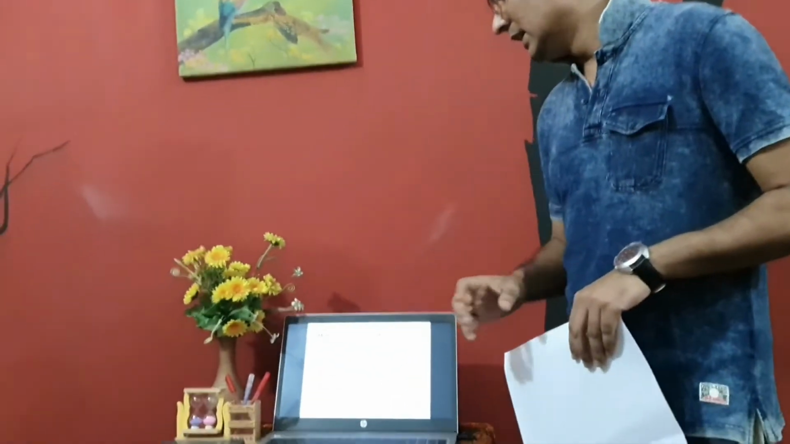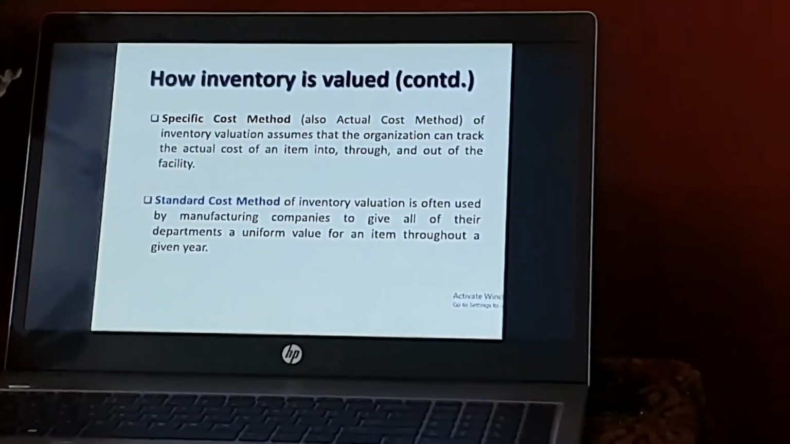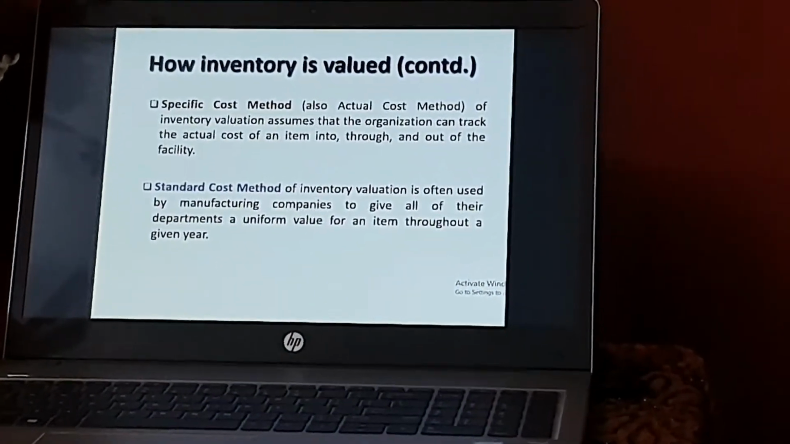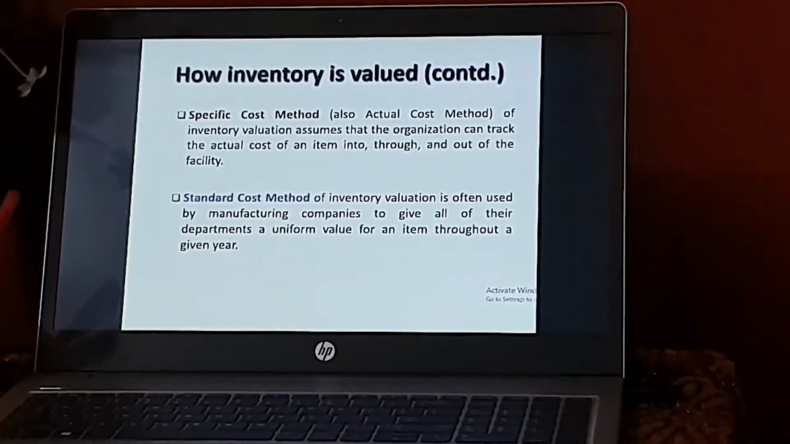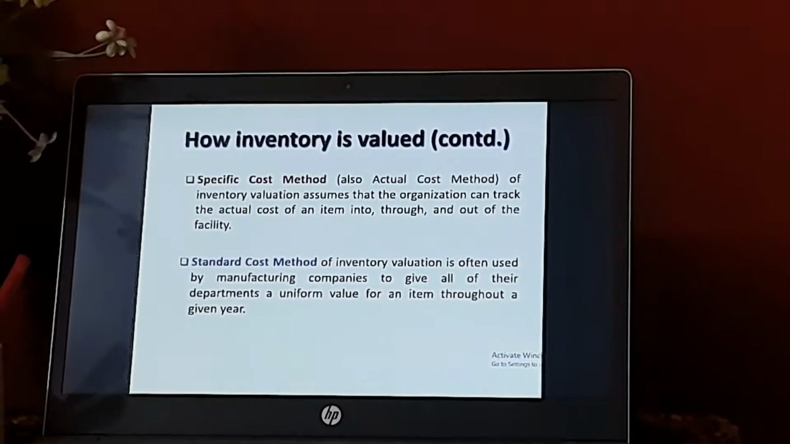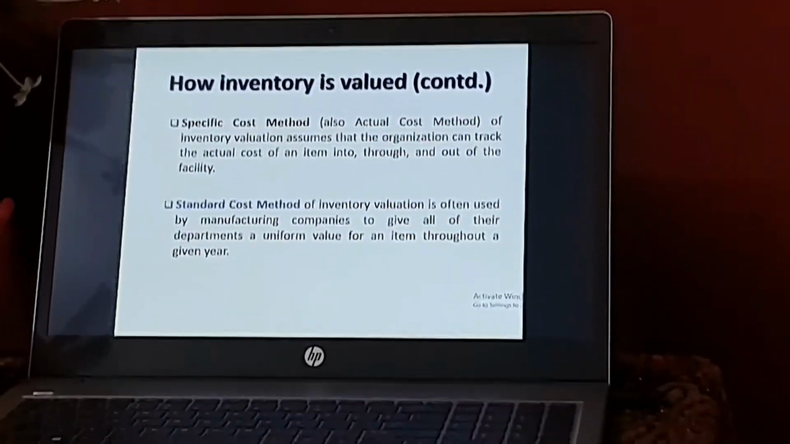The fourth one is the specific cost method, which is also known as the actual cost method. Inventory valuation assumes that the organization can track the actual cost of an item into, through, and out of the facility.